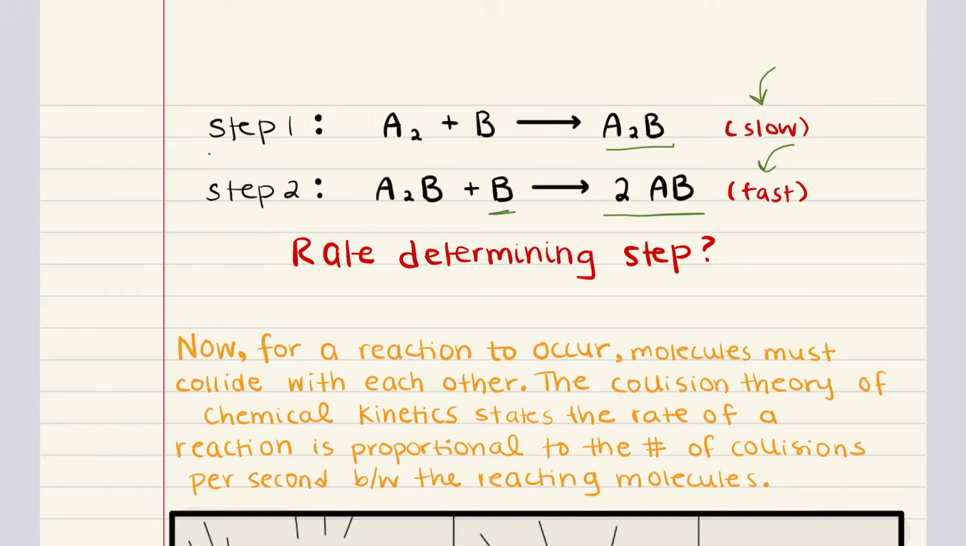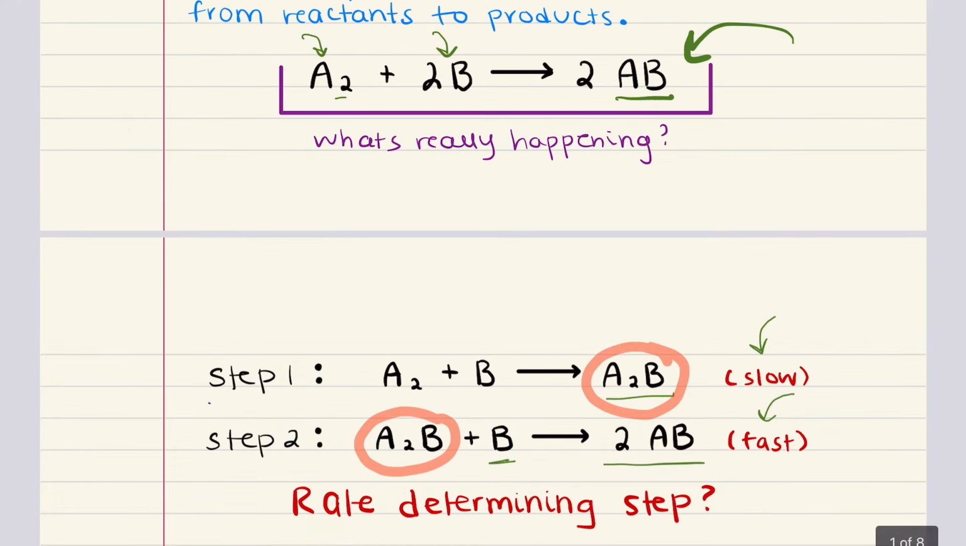Now, something else you notice is this molecule A2B. This is an intermediate. Intermediates are species that are formed during the reaction, but they do not appear in the overall balanced equation. So they're produced in one step and then consumed in another, and their presence, while not listed in the reaction equation, is still really crucial for understanding the reaction mechanism.